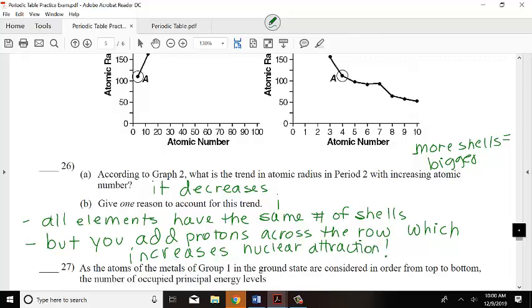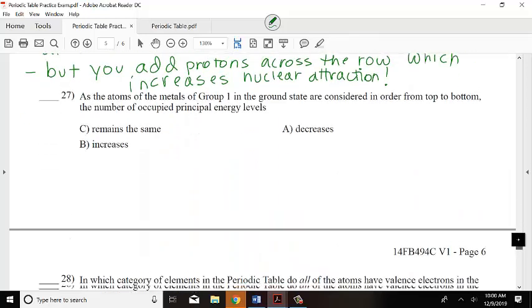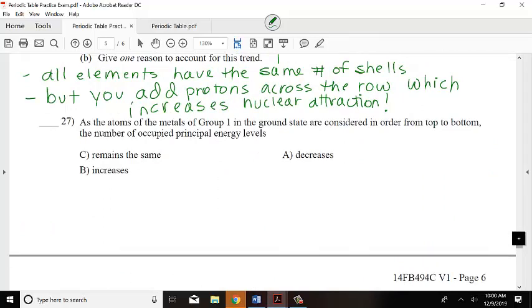So they get smaller because the electrons get more attracted to the nucleus, which shrinks the atom.